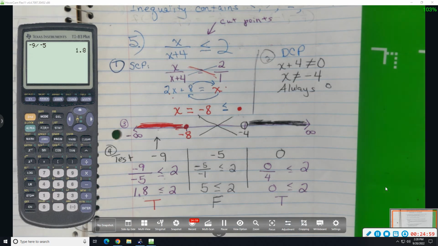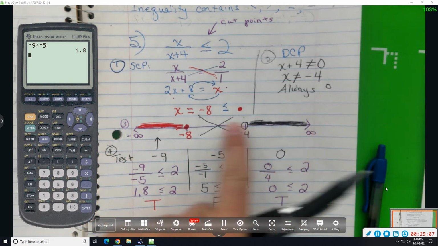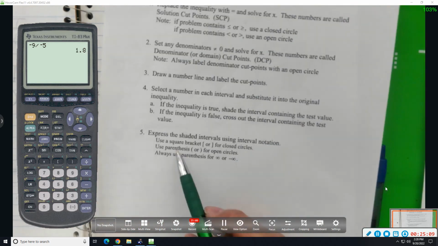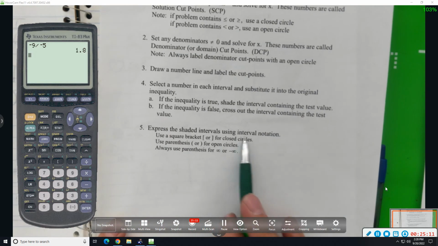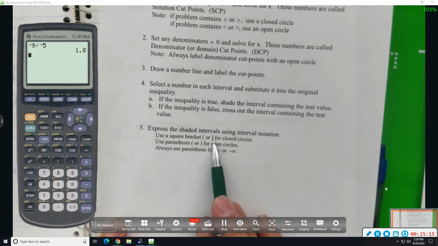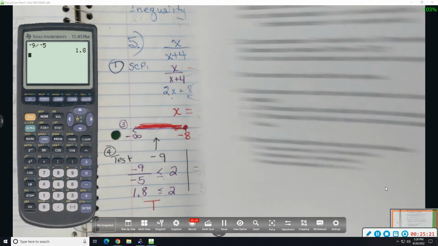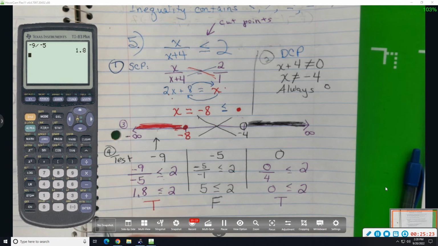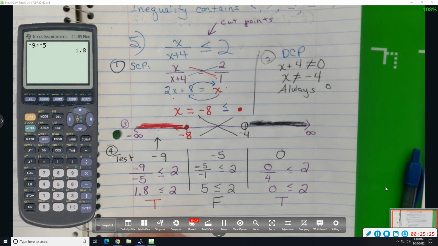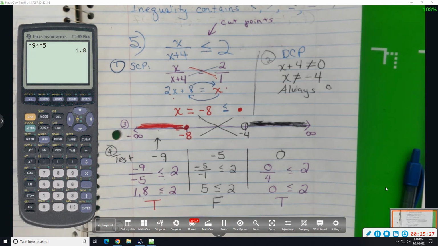So let's go ahead and write out the answer in interval notation. We now have our number line drawn. Express the shaded intervals using interval notation. Square brackets for closed circles, parentheses for open. Always use parentheses at infinity symbols. Do y'all remember how to write that interval notation? So step 5, call it out. What am I going to write? Let me move this up.